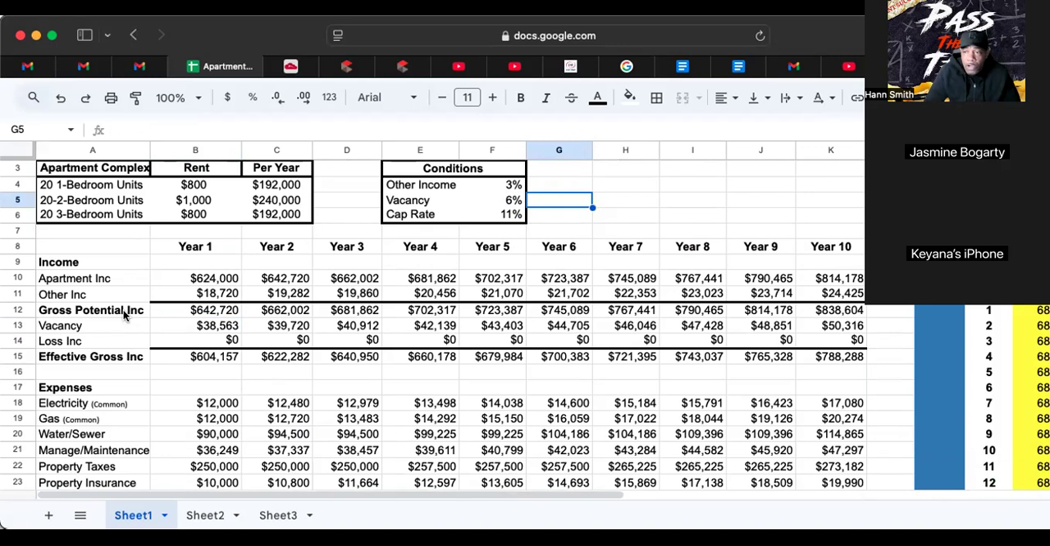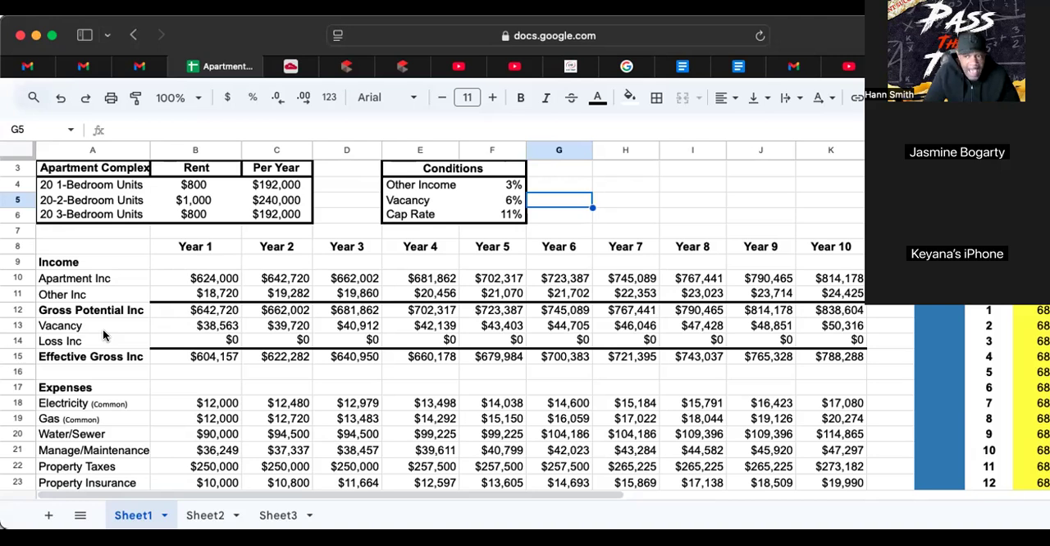But now we've got to start taking out other things that we have to account for. One of them is vacancy. So we've got to account for vacancy. And then we've got to account for anything else that we lose on the property in terms of our rents, like lost rent. Somebody didn't pay us. Pretty much that's what it means. Somebody did not pay us. So we've got to account for that.